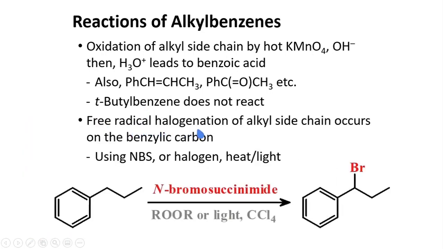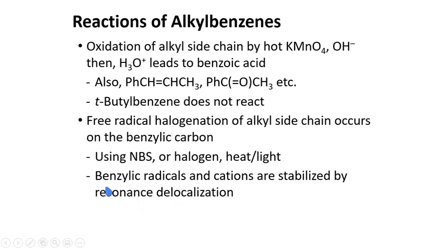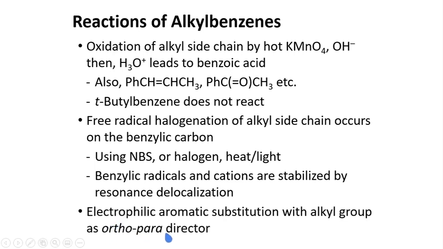Free radical halogenation of an alkyl side chain occurs on the benzylic carbon. The benzylic carbon is this one, the carbon right next to the aromatic ring. And if you use N-bromosuccinimide, or NBS, you will need peroxide or light. This is the solvent. Bromination can occur at the benzylic position. This is because benzylic radicals and cations are stabilized by resonance. Alkyl groups are ortho-para directors in electrophilic aromatic substitution.